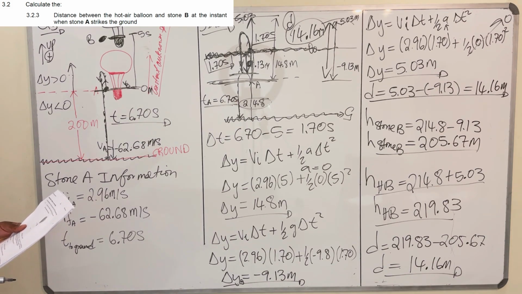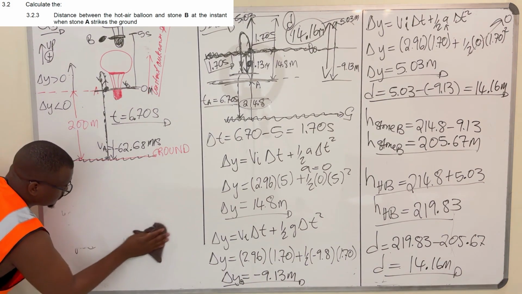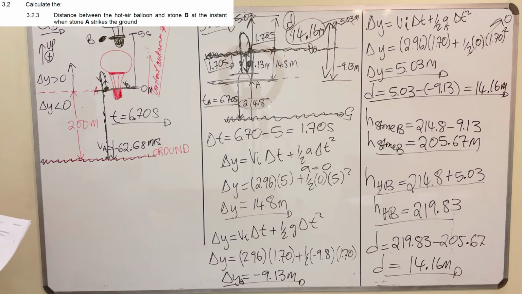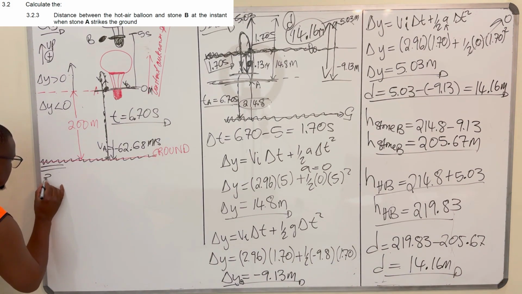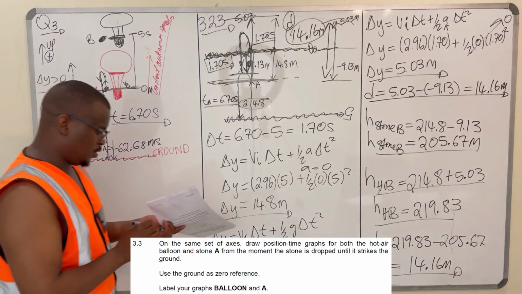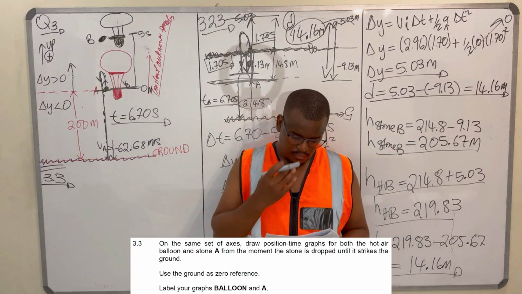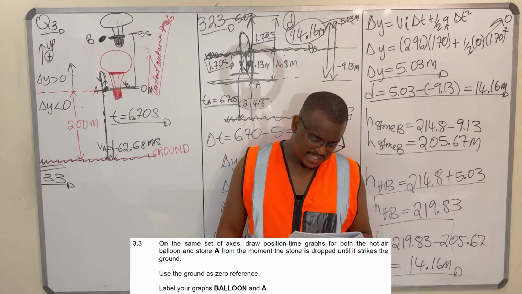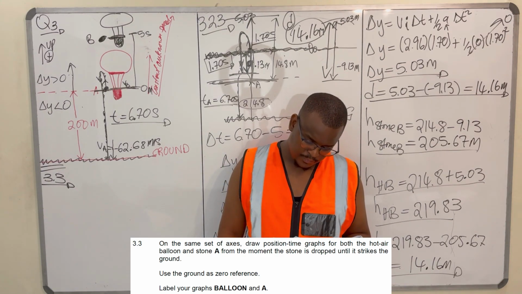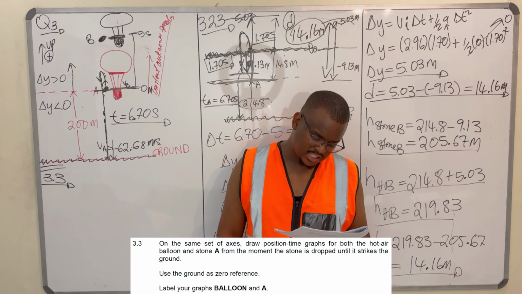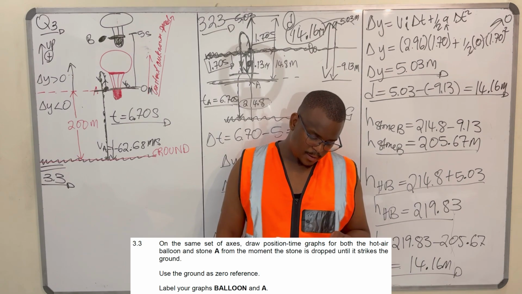3.3. So I'll clean this part. I think this part might be enough. This is 3.3. So what are they saying in 3.3? They are saying, on the same set of axes, draw the position time graph for both the hot air balloon and stone A from the moment the stone was dropped until it strikes the ground. Use the ground as zero reference. Label graphs for balloon and A.